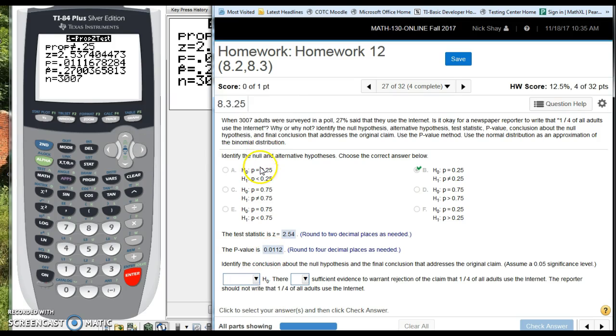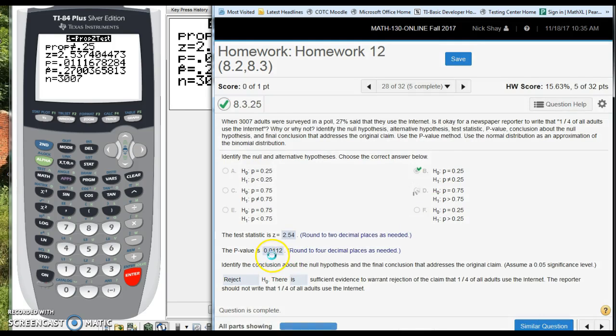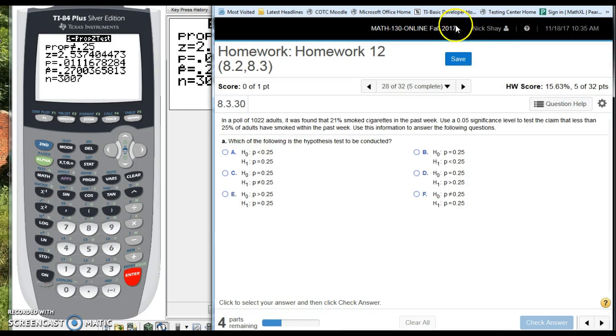So, I've got to get this done quickly because I'm going to run out of batteries. We are going to reject H0 and say that there is sufficient evidence to warrant the rejection of the claim that a quarter of all adults use the internet. Since this p-value was tiny, remember, if p is low, the null must go. So that was how we got that one right.